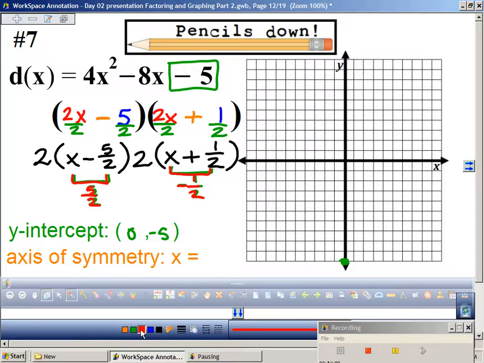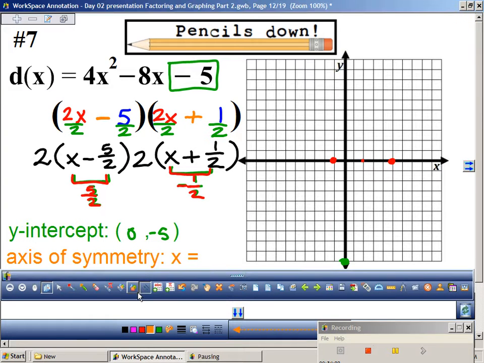I have to go over negative 1/2. That's negative 1/2. Then I have to go over positive 5/2: 1/2, 2/2, 3/2, 4/2, 5/2. Let's find the middle. Go over 1, over 1, over 1, over 1, over 1, over 1. I just found my axis of symmetry right there. The middle, right, Angie? I go to the middle. All right, and we're done.